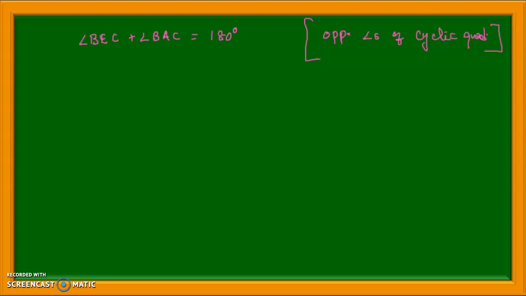So BAC we already got, so we can write angle BEC is equal to 180 minus angle BAC we calculated already, that is 32. So if we subtract both of these, you will get 148 degree. That's all.